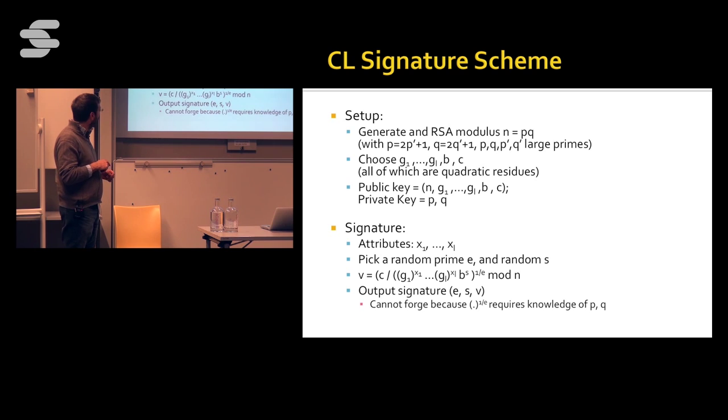I take my attributes. I take the secret attributes that I want to sign. I raise G1 to the X1 all the way down to GL to the XL. And I multiply it with B to the S for a random S. Okay, so this is very much looking now like the credential. Okay, and then I take a C, which is the other arbitrary number, and divide it by this, in effect, credential. And then I raise it to, or I find, if you want, the eth root of that number.